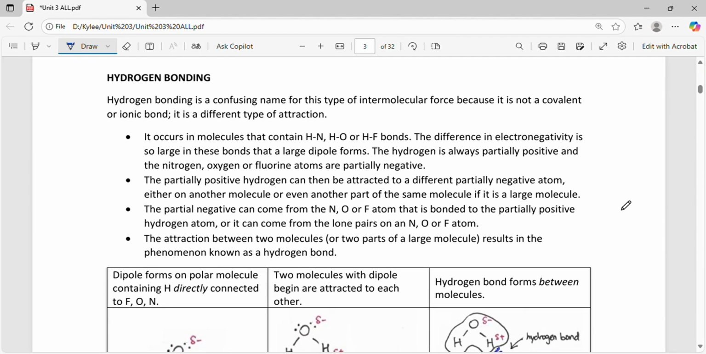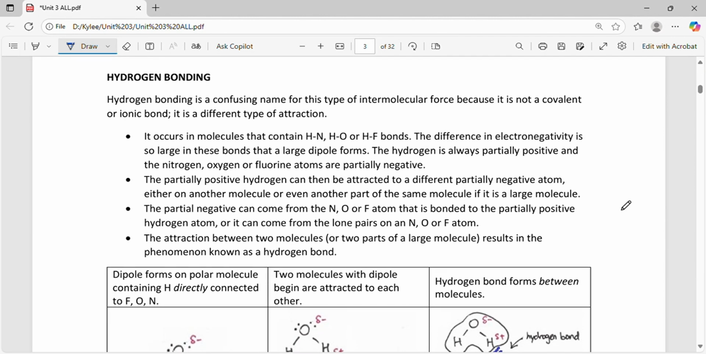Now, our extremely polar molecules and compounds then fall into a special type of dipole-dipole compound, and that is called hydrogen bonding. Hydrogen bonding is actually a little bit confusing because it's not a bond like we think of a covalent bond or an ionic bond. It's actually not a bond at all. It's an attraction between. It's an IMF.